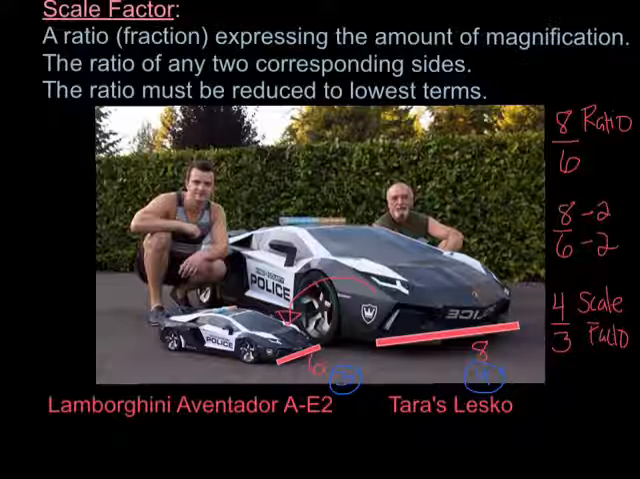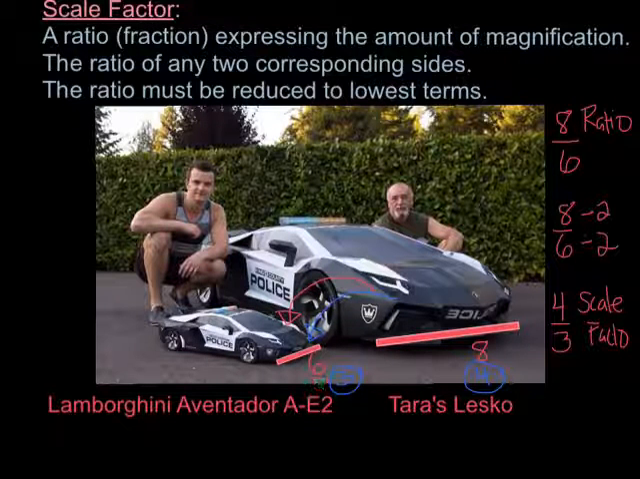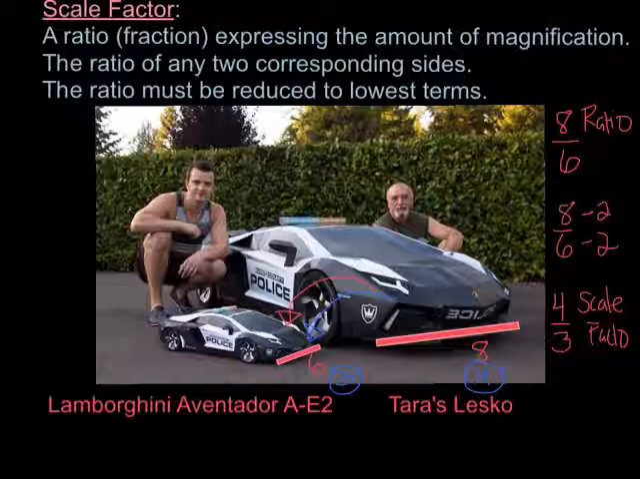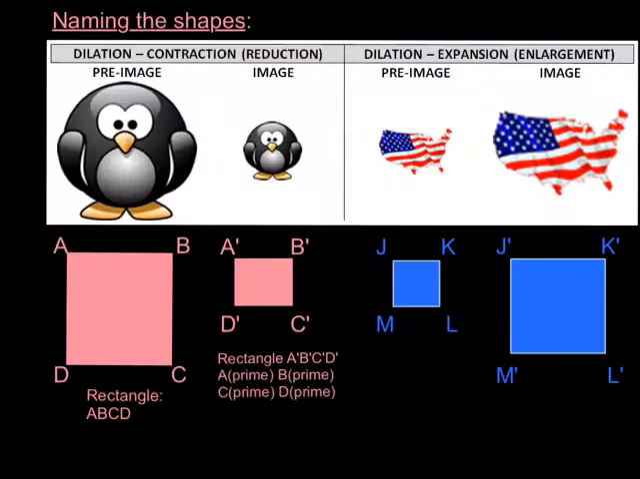Same goes for going from the larger to the smaller. For every 4 inches that you have on the larger car, it translates into having 3 inches on the smaller car. So you can think of this like when you were doing maps in geography. You had a little key where it said 1 centimeter, and then in real life it's really like 4 miles. So those would be considered scale factors.